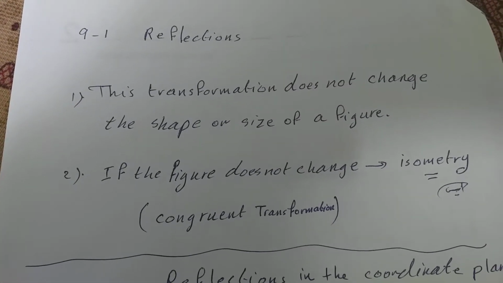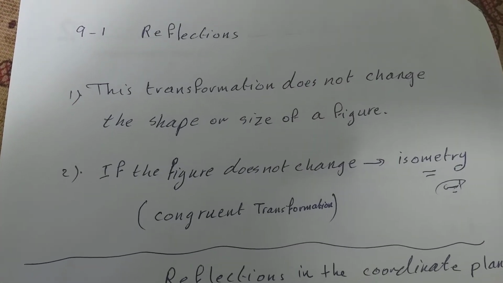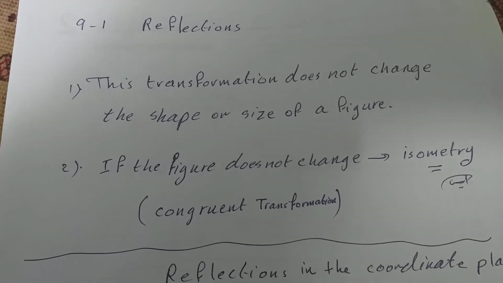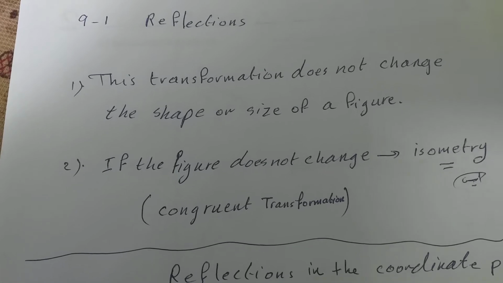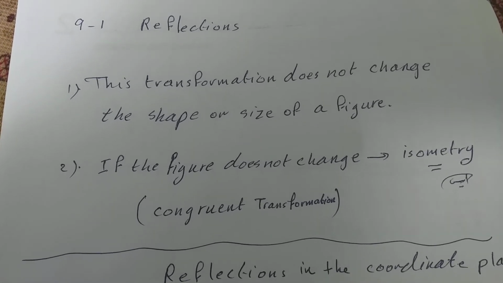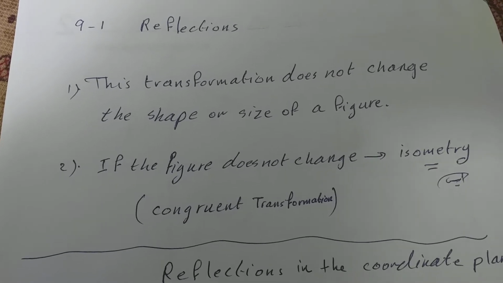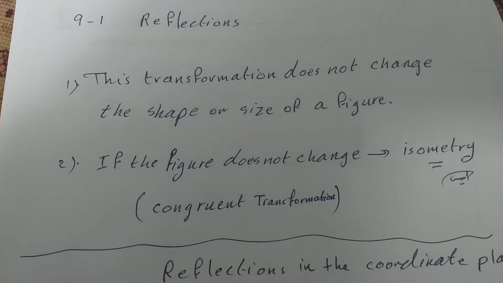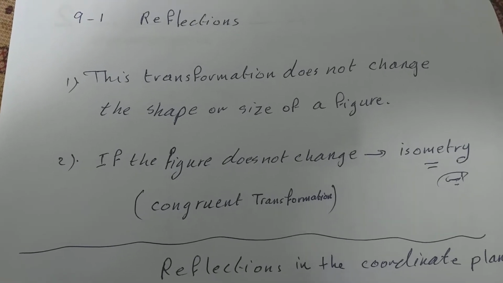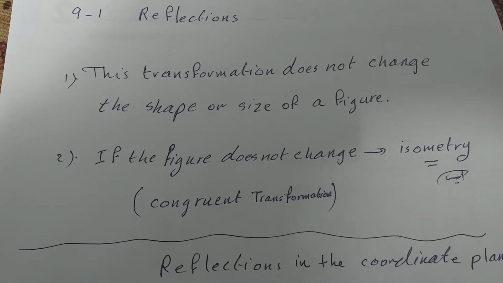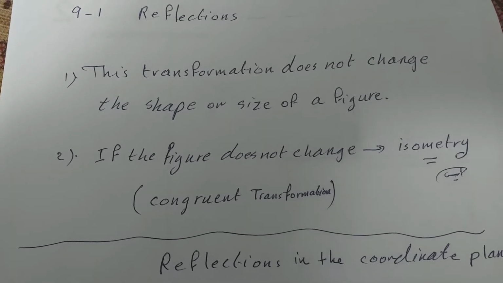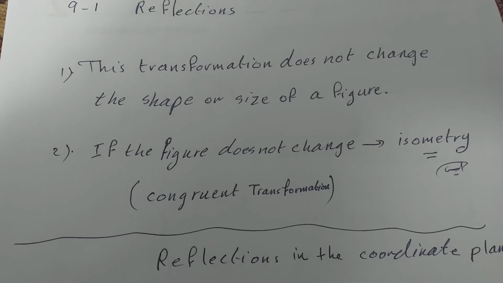It talks about reflections. This transformation does not change the shape or size of a figure. So when I say reflection, that means there is no change in the shape or the size of the figure. The second thing is that it does not change isometry, and isometry means congruent transformation.